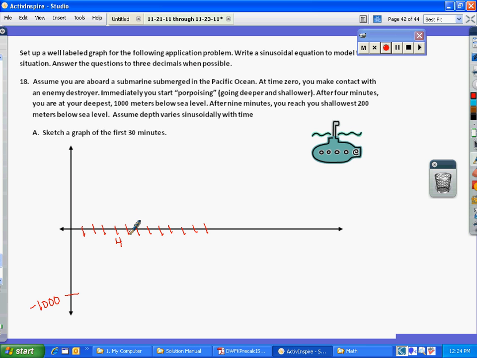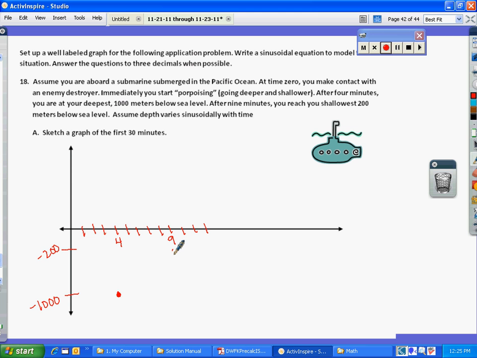You also know, so after 4 minutes, you are at negative 1,000 feet below sea level. So you're going to put a point there. And 5, 6, 7, 8, 9. At 9 minutes, you reach the shallowest, which is 200 below. So here's your negative 200.